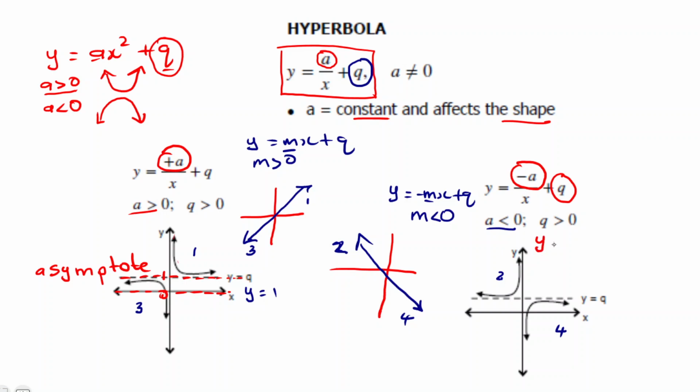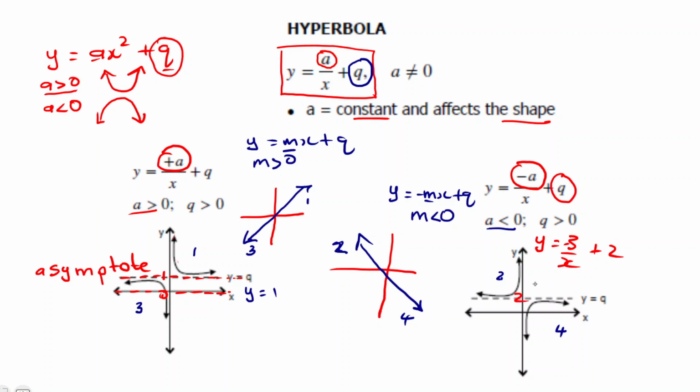Sometimes they can give you y equals negative 2 over x, and they might add plus 1. That means it's lifted 1 unit up. Or maybe you are given something like negative 3 over x, plus 2. That means it was lifted 2 units up.